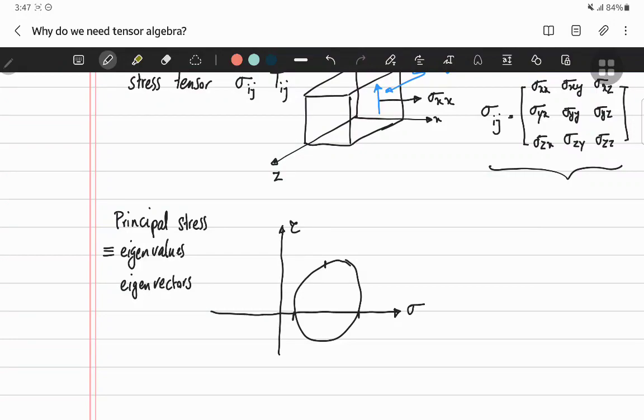Or if you recall, for example, von Mises stress, which is a failure criterion for isotropic material. Basically, this sigma von Mises is the square root of 3 divided by 2 times sigma ij sigma ij here. If you know tensorial notation, then you will be able to calculate this sigma von Mises.